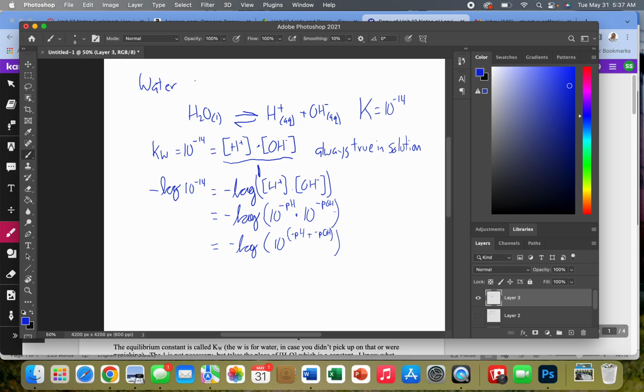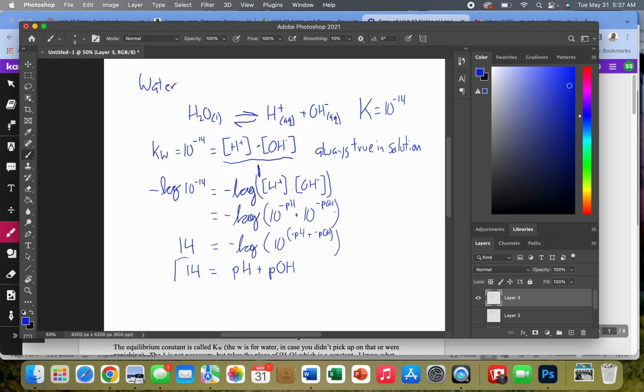And if we take the negative log of this left-hand side, we get 14, because negative log of 10 to the negative 14th is 14. If we take the negative log of this side, because we now have it as a power of 10, we get negative times negative pH and negative pOH, which makes them positive, pH plus pOH. And this is a crazy useful relationship for us.